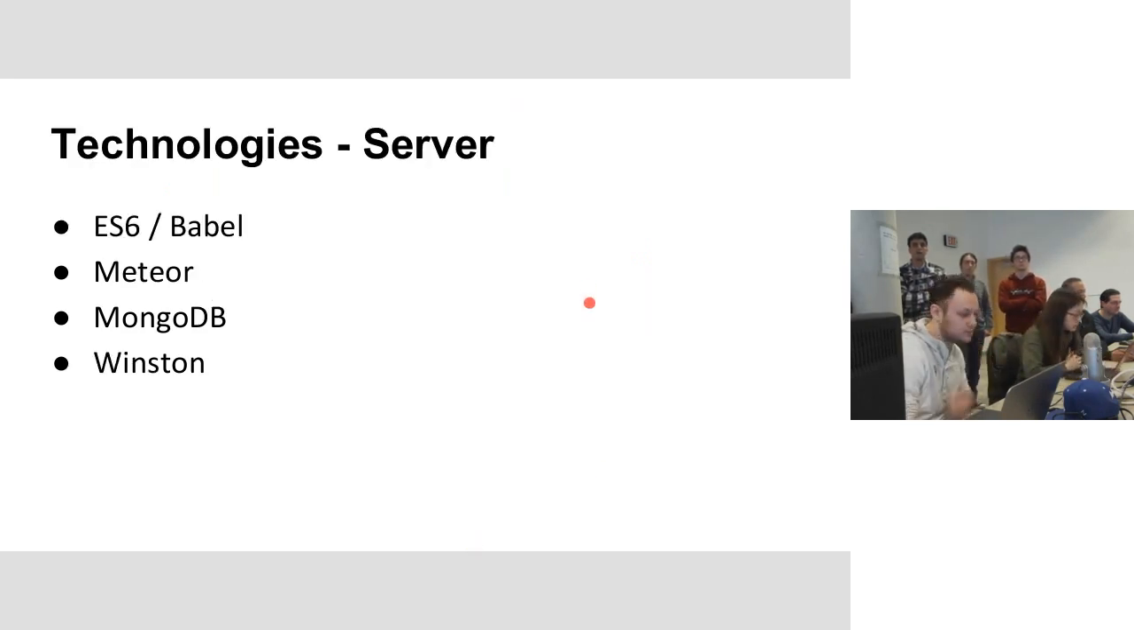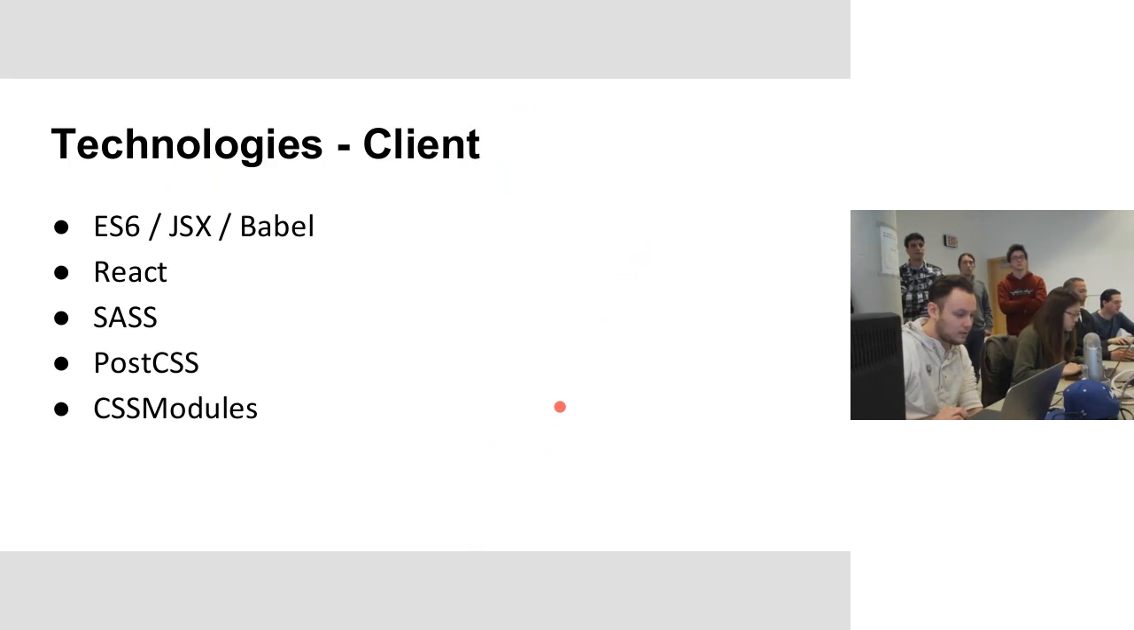So some of the server-side technologies that we use include ES6, JavaScript, Babel, Meteor, MongoDB, and Winston. And some of the client-side technologies are also ES6, JavaScript, Babel, React for front-end rendering, Sass for CSS, PostCSS, and CSS modules.